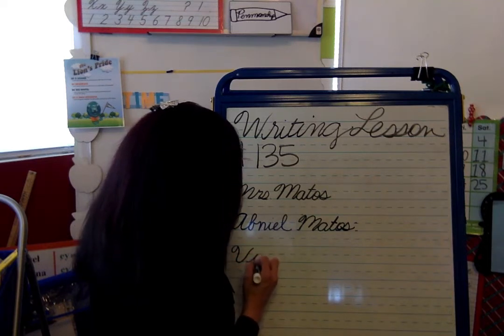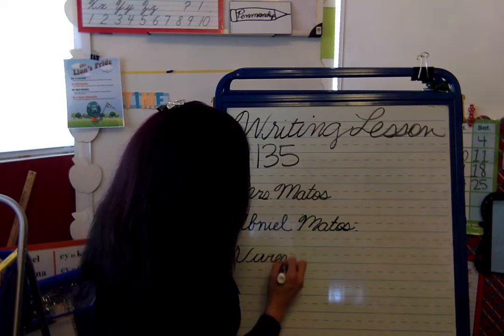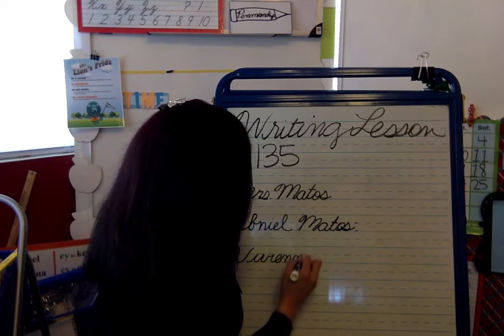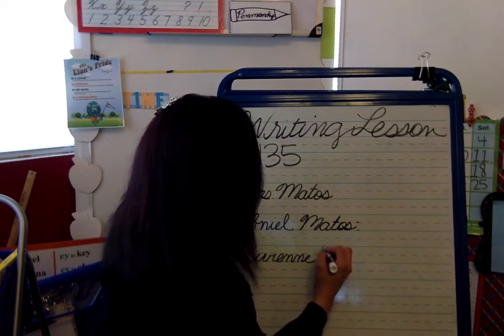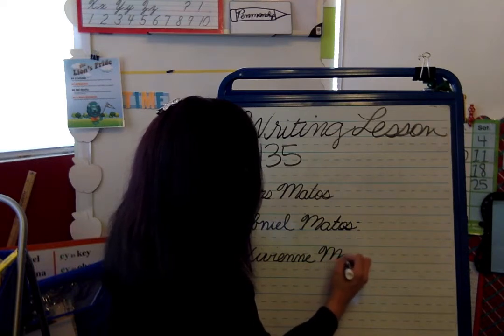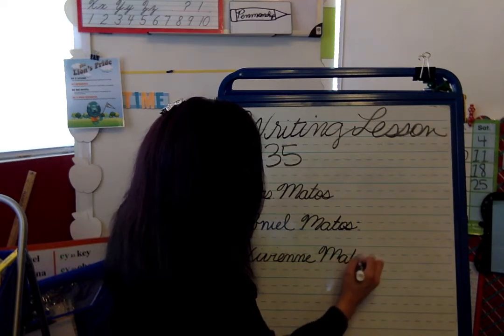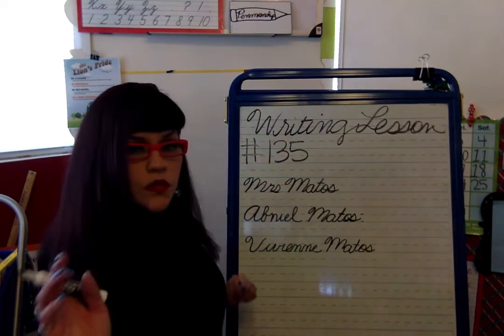Okay, so let me write her name. Vivienne. Same last name. Sorry, I'm trying to stay in my guides. It's really difficult to write on this thing. Sorry, guys. Hopefully you can see that.